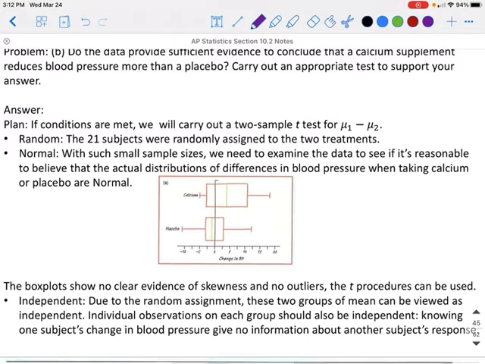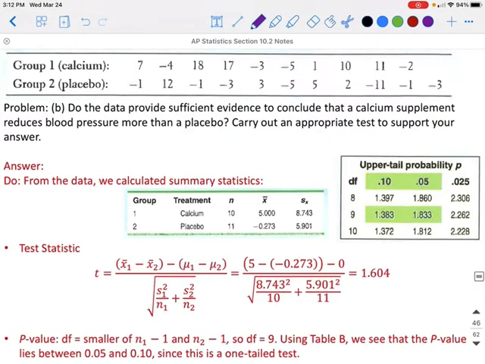Next is the do part of our problem. The first thing we need to do is find our degrees of freedom. Now, our degrees of freedom, remember, is the sample size minus 1. So we have degrees of freedom of 9 for group 1 and degrees of freedom of 10 for group 2. You are always going to pick the smaller of the degrees of freedom. So when we look, you are going to look at degrees of freedom of 9.